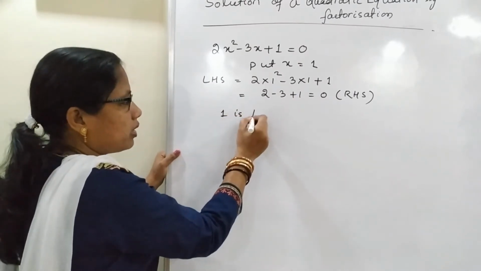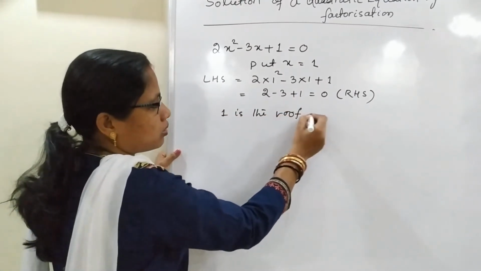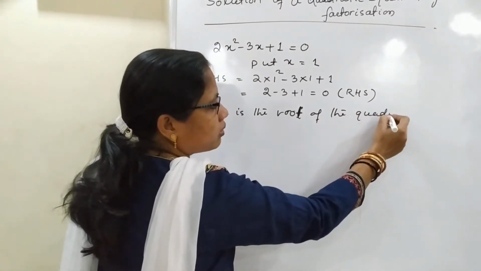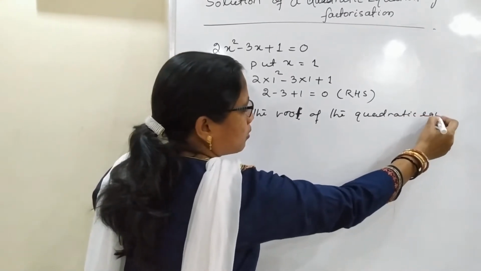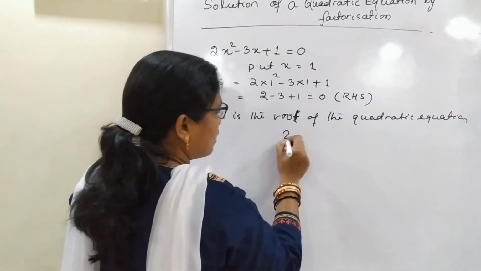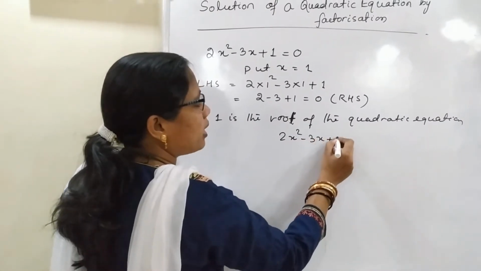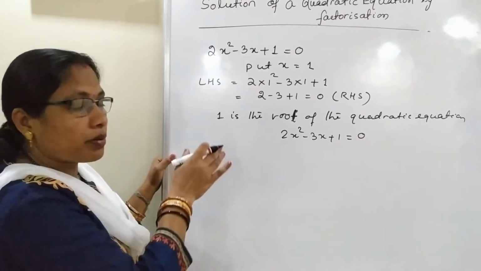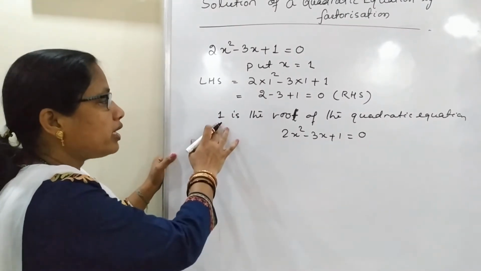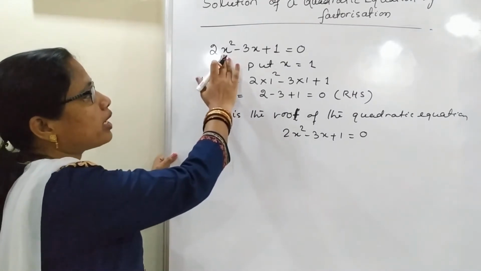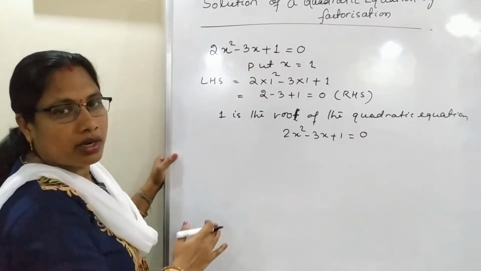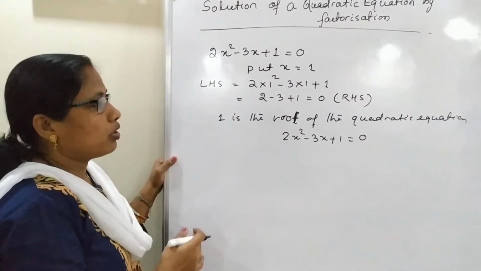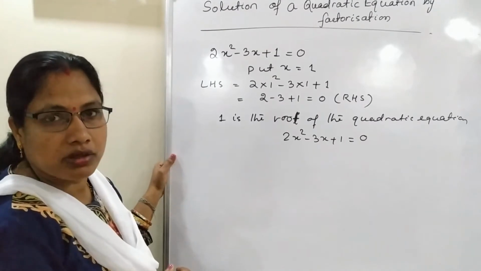So 1 is the root of the quadratic equation 2x square minus 3x plus 1 is equal to 0. In other words, what we discussed in our previous chapter on polynomials, 1 is also the zero of the polynomial 2x square minus 3x plus 1. So in a quadratic equation, this is known as a root or solution of the quadratic equation.